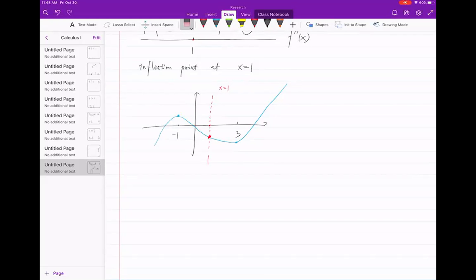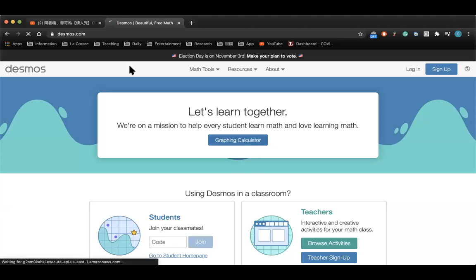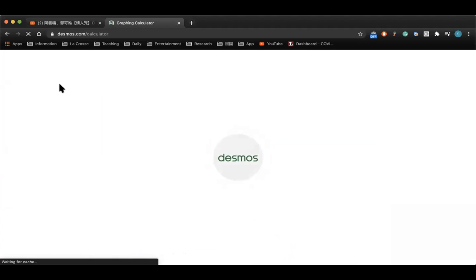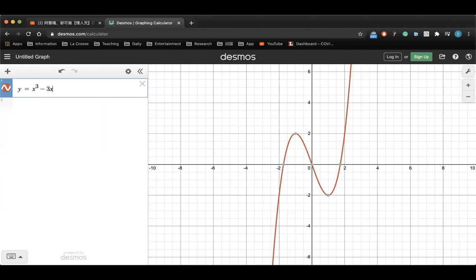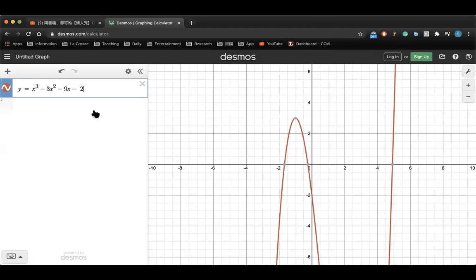All right, does it work? Well, let's try to type it in. Okay, we have y equals x cubed minus 3x squared minus 9x minus 2. Okay, let's make it prettier.